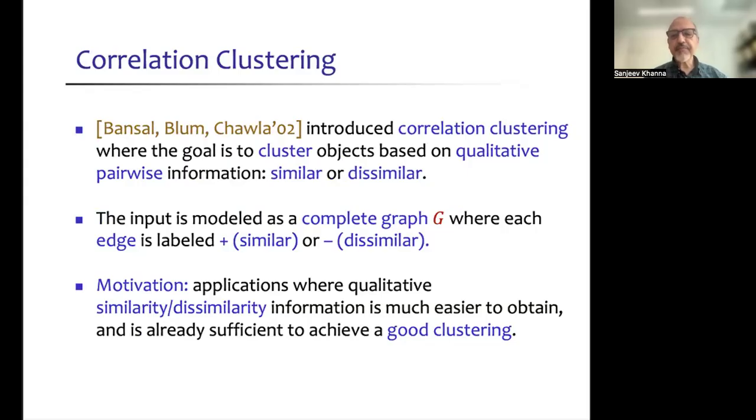This formulation was motivated by the fact that this qualitative similarity, dissimilarity information is much easier to obtain than a precise distance metric over the objects. And in many applications, this turns out to be already sufficient to obtain a high quality clustering.